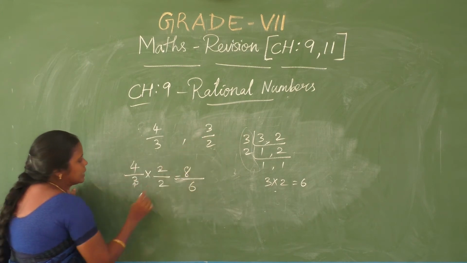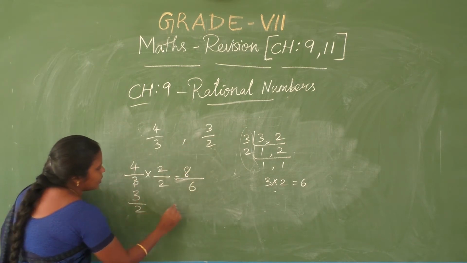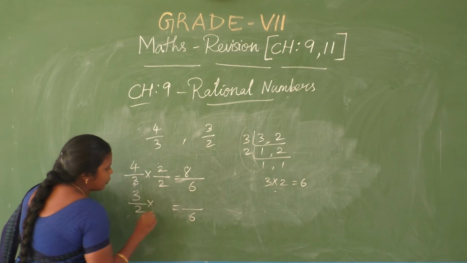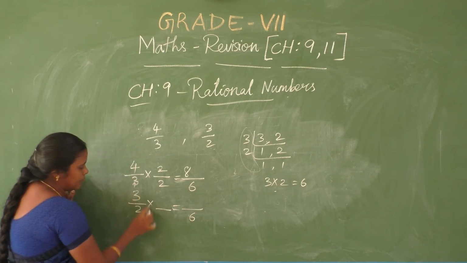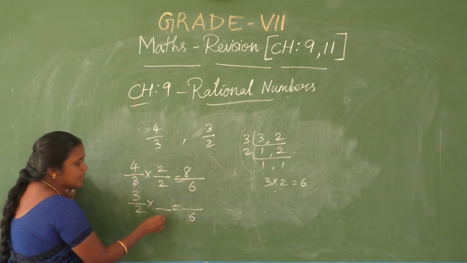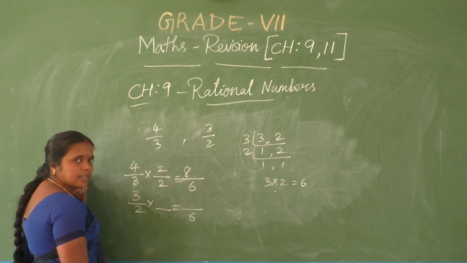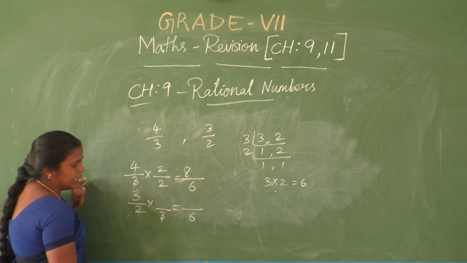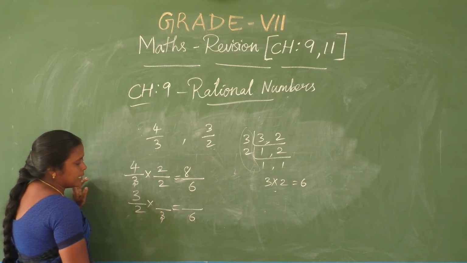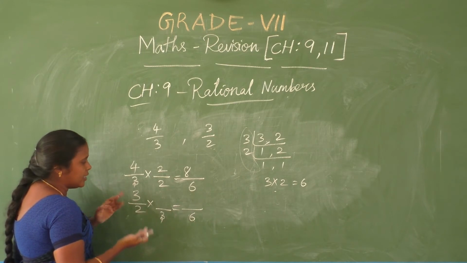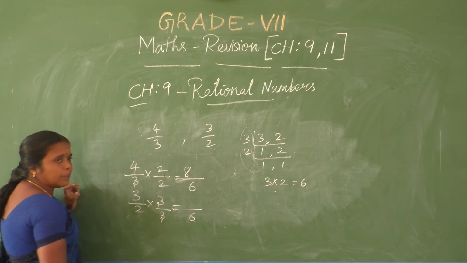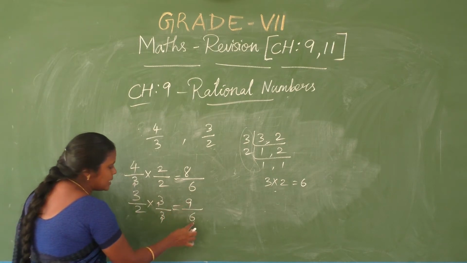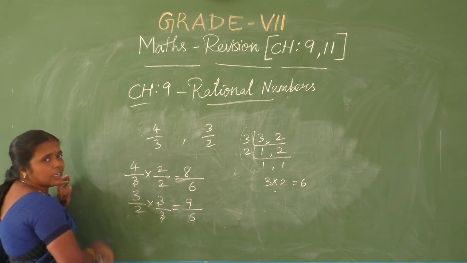Clear? Likewise 3 by 2. I want my LCM answer in the new denominator. So what am I going to do? I am going to multiply this given fraction by some other number to have this. By which number am I going to multiply? By 3. So 2 3s are 6. For balancing the fraction, in the numerator also I have to multiply by 3. So 3 3s are 9. Now 9 by 6 is the equivalent fraction of 3 by 2.